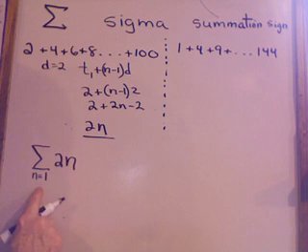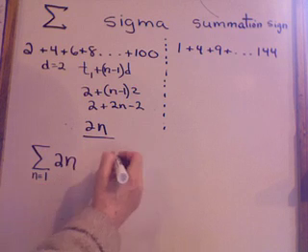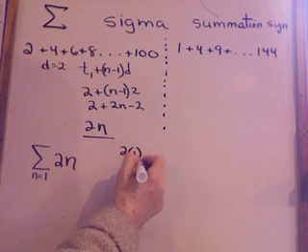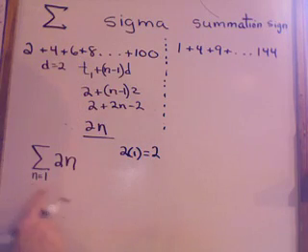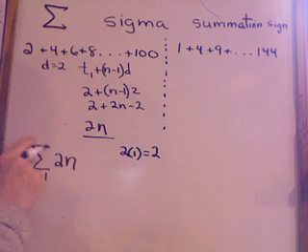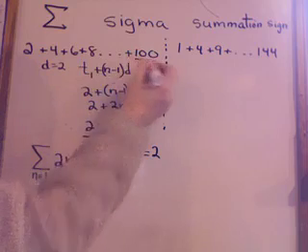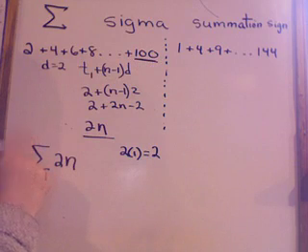Now we're going to test. If I put 1 in there for 2n, 2 times 1, I get 2, so I get the first term. So this bottom number gives me the first term. This top number gives me the last term. So I need to figure out what number do I put up here so that I get 100.